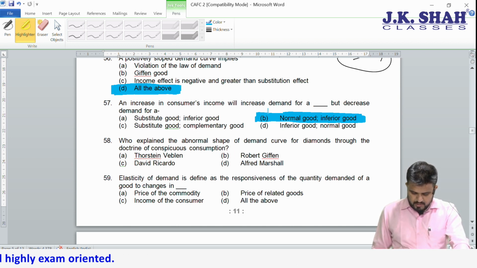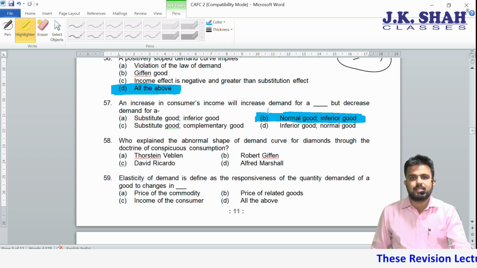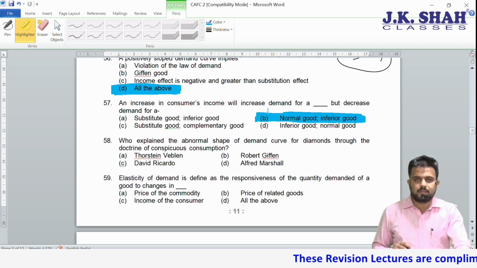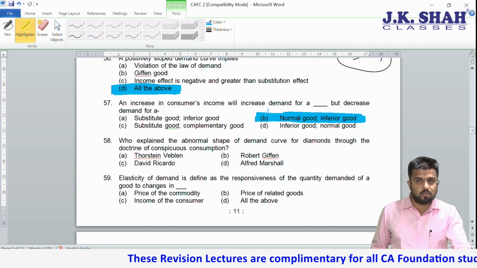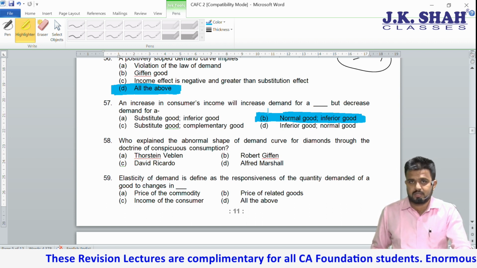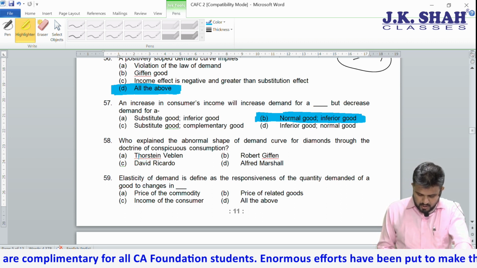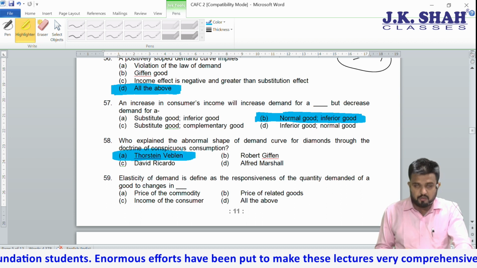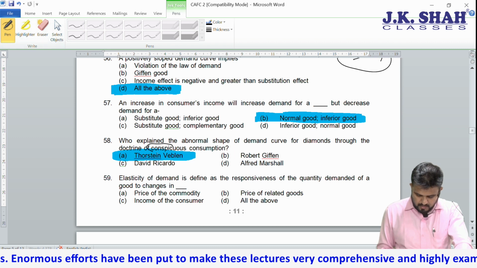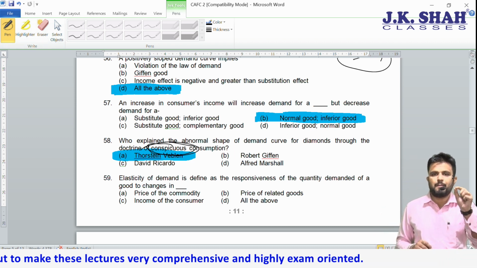58. Who explained the abnormal shape of demand curve for diamonds through the doctrine of conspicuous consumption? So students, in the previous video I had told Veblen goods, conspicuous goods, snob goods, prestige goods. This concept was given by T. Veblen, that is Thorstein Veblen is the name of the person. He gave the concept of conspicuous goods. So please remember, conspicuous goods concept was given by T. Veblen.